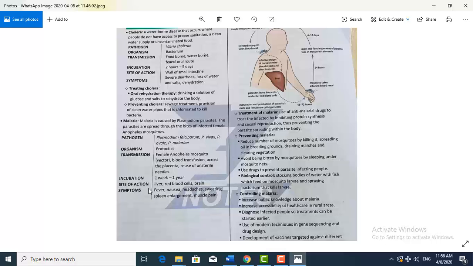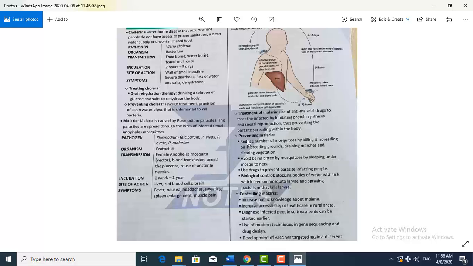The symptoms here, you will have fever, nausea, that means you feel like you want to vomit, headache, sweating and spleen enlargement. Also muscle pain, and you will feel fatigue. Okay, the treatment of malaria. Since it's malaria, you're just going to use anti-malaria drugs to treat the infected by inhibiting protein synthesis. That means decreasing the protein synthesis and sexual reproduction, thus preventing the parasite spreading within the body.